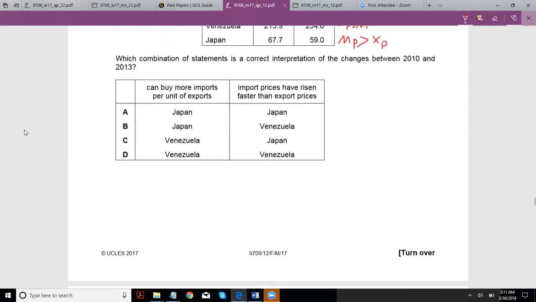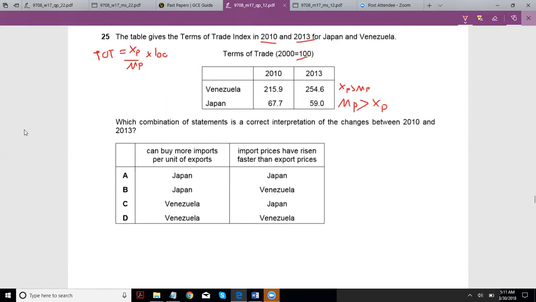So, which combination of statements is a correct interpretation of the changes between 2010 and 2013? Can buy more imports per unit of exports. So it's saying for one export you can buy more imports. Meaning if you give up one export, because of that you can buy a lot of imports. So I think that means that your terms of trade should increase, so that export price is more compared to import price, so that giving up one export gets you more imports. So that would be Venezuela.